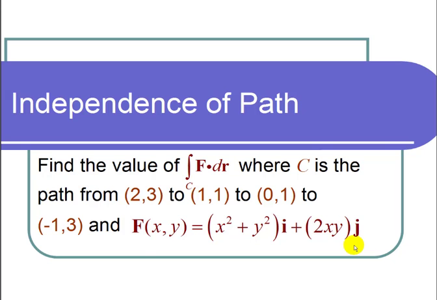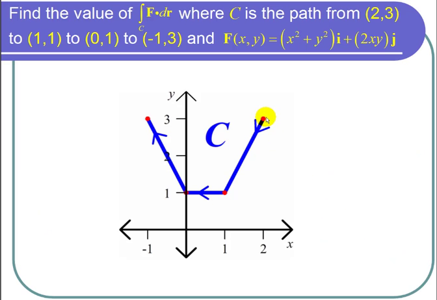So let's sketch the curve. We start at (2, 3). We move down to (1, 1), and then it moves to (0, 1). Then it moves up to (-1, 3). I really don't want to parameterize this curve because it would be 3 pieces. Instead, I'm going to check to see if the vector field is conservative.